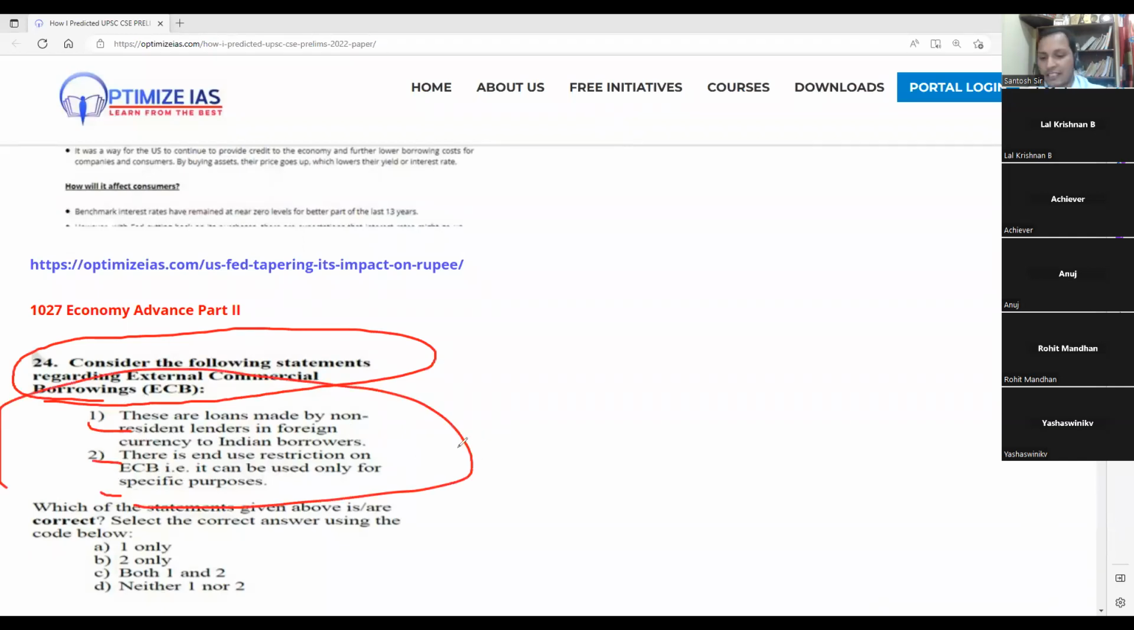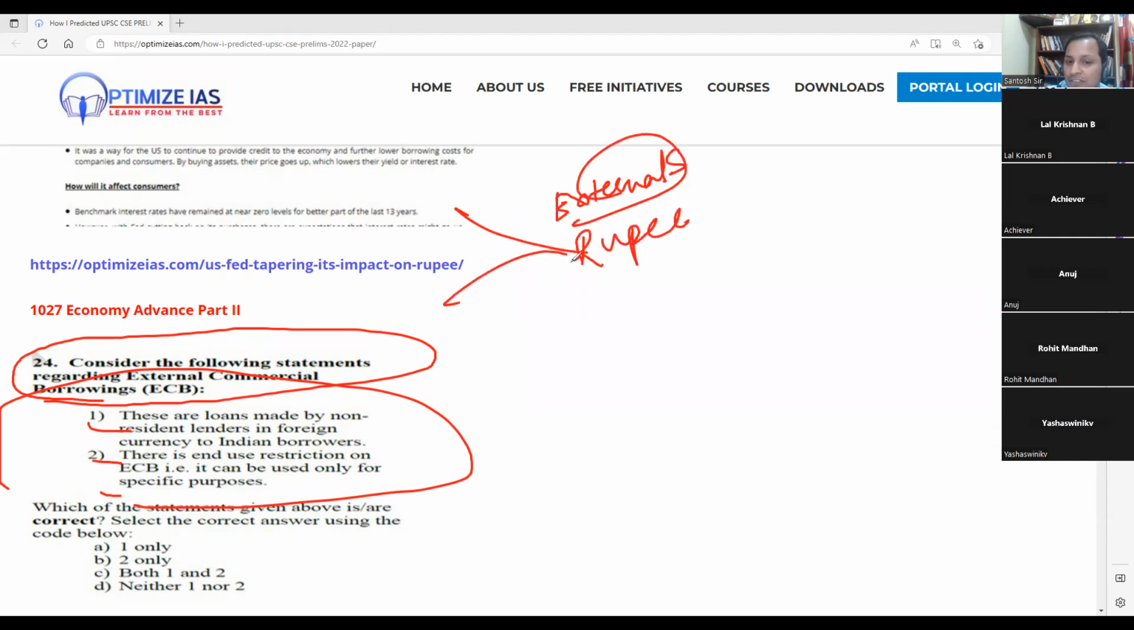Are you noticing one thing or not? Last year the external sector was in the news and the rupee was depreciating. You see, all questions are related to the same concept, rupee depreciation. What will happen? ECBs. Are you getting this point or not, guys? How many questions are related to the same concept?